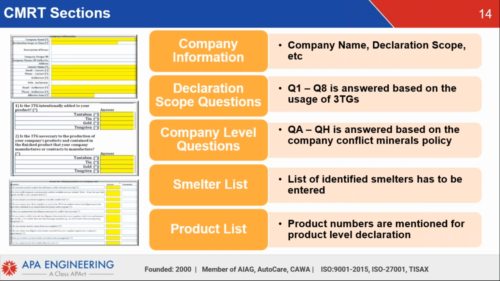The fourth section contains a list of smelters that are present in your supply chain while sourcing the 3TG, along with the mine details. The fifth section is the product list that needs to be entered only if the declaration scope is chosen as product level, and the products need to be entered here. Next.